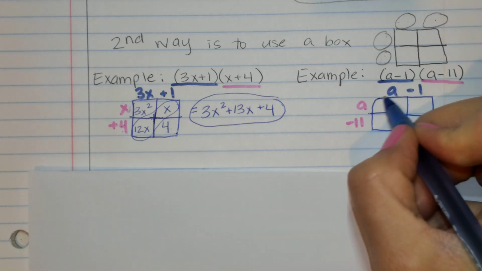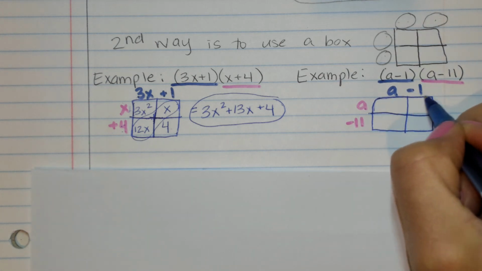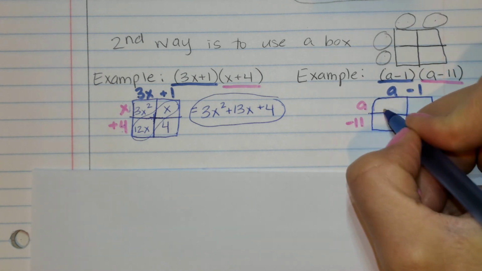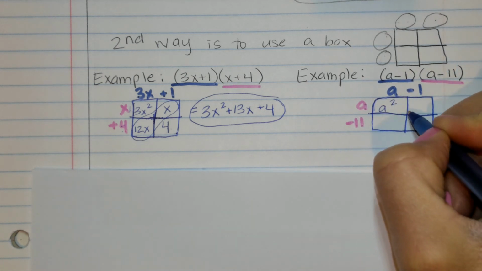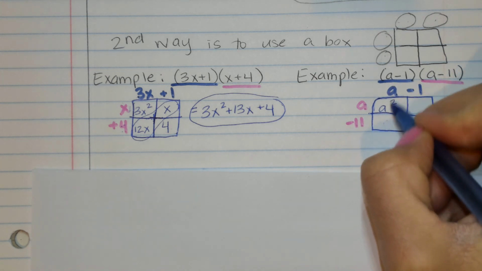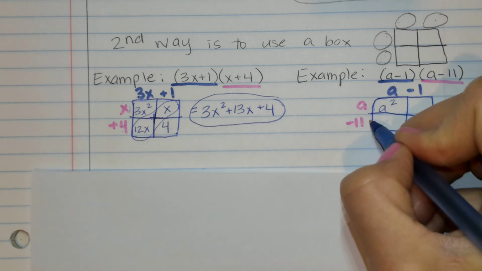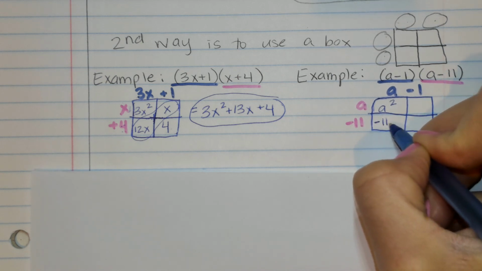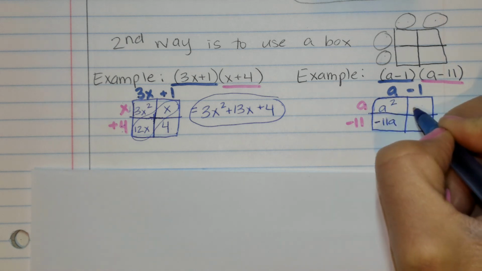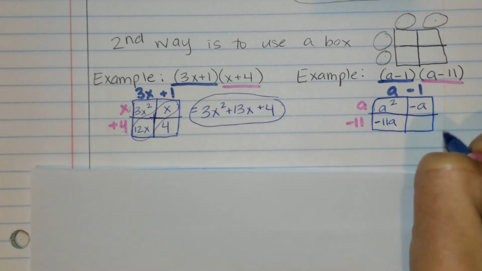Multiply each top and side, top and side. So I'm going to start here. A times A is A squared. So all of these are multiplying to fill in the boxes. This time I'll go down. It doesn't matter which direction you go. A times negative 11 is negative 11A. Then over here, I've got negative 1 times A, so negative 1A or just negative A.